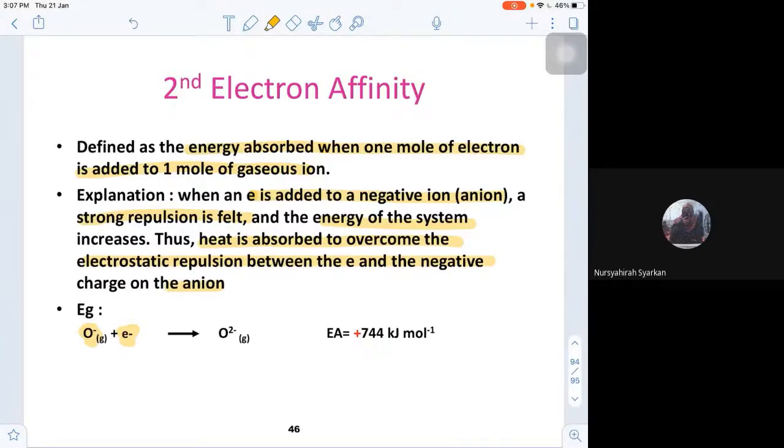So this is the reason why the second electron affinity is always positive. It is always an endothermic reaction, because the electron is negative and oxygen is also a negative species. It is O minus, so the repulsion happens, and energy needs to be absorbed to overcome the repulsion.